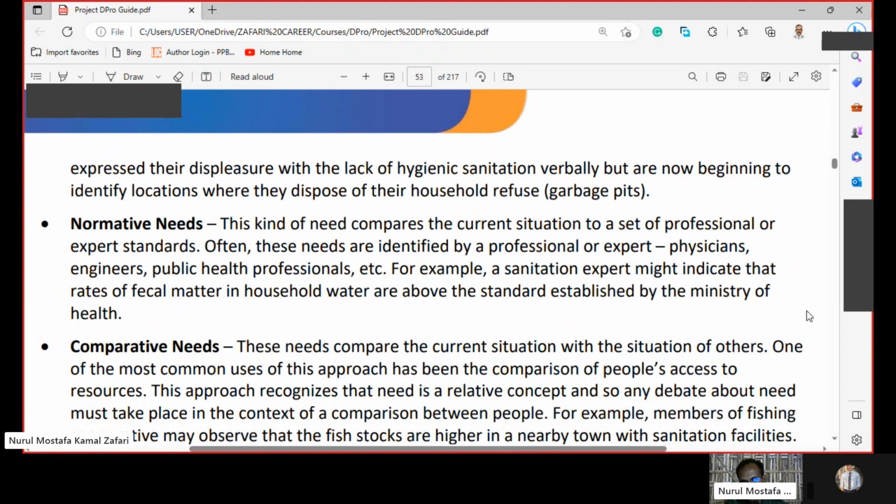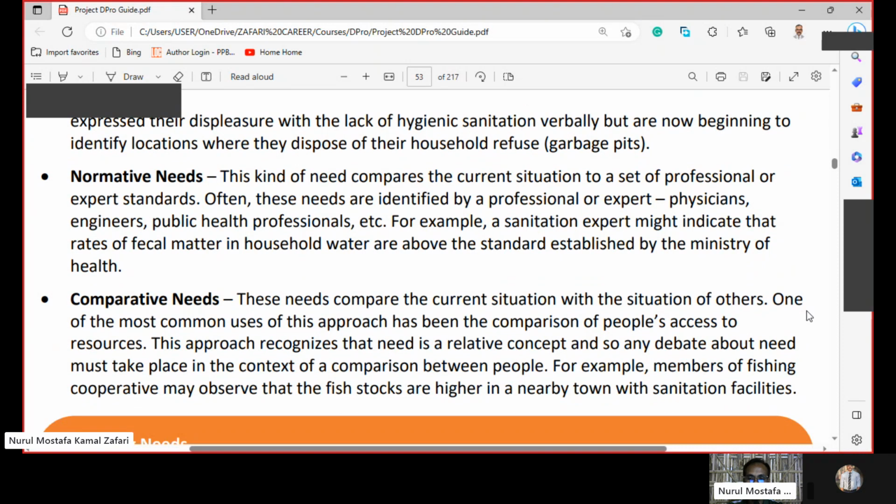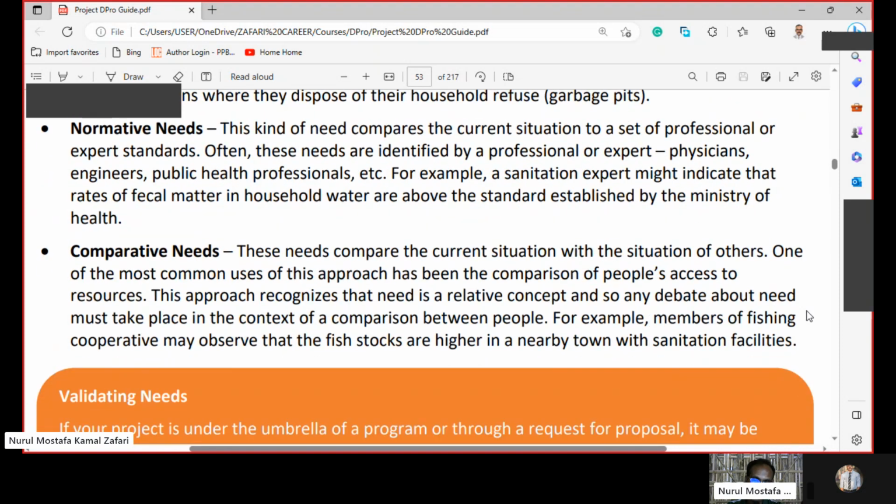Comparative needs. These needs compare the current situation with the situation of others. One of the most common uses of this approach has been the comparison of people's access to resources. This approach organizes needs as a relative concept, so any debate about need must take place in the context of a comparison between people. For example, members of fishing cooperative may observe that the fish stocks are higher in a nearby town with sanitation facilities.